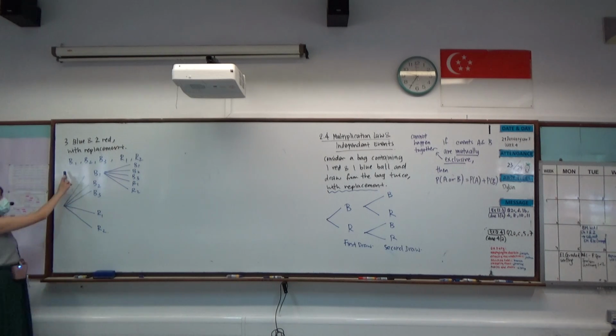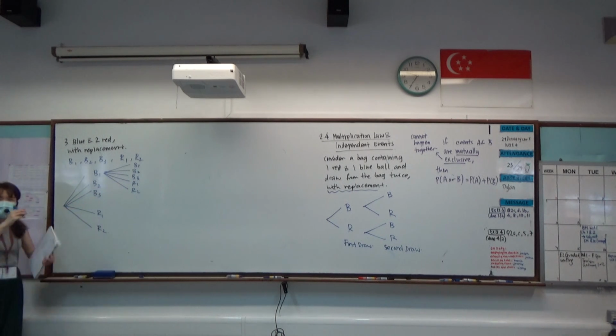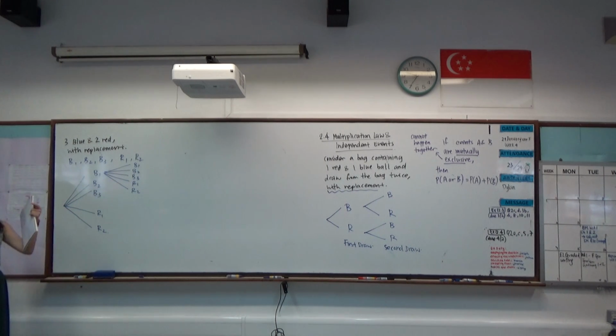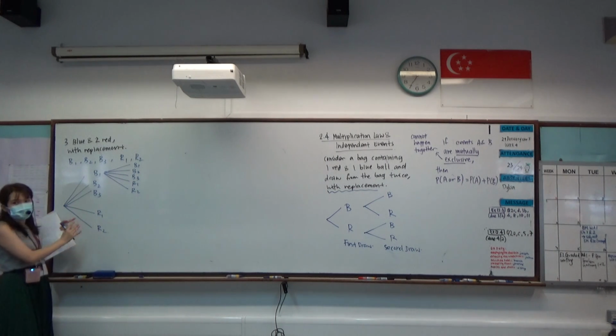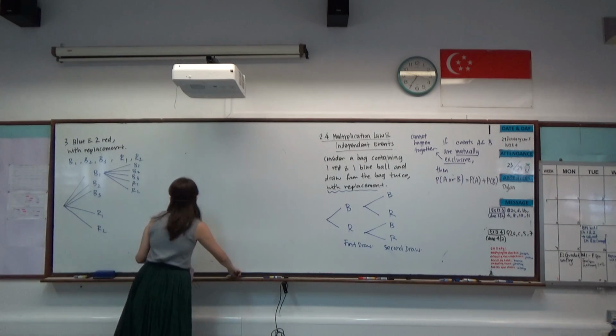Why do we need to consider that the balls are actually distinct? Because we need to consider the probability. Because there exists one more ball, it will give us one more set of possibilities that we can take out. So this tree diagram being very complicated to draw, we have a more simplified version.